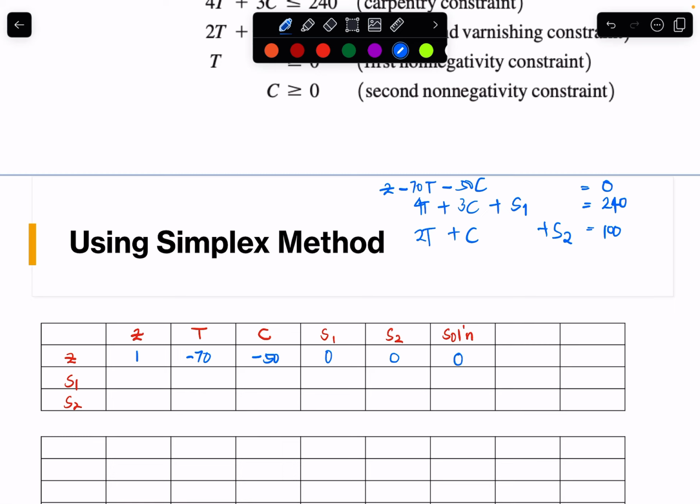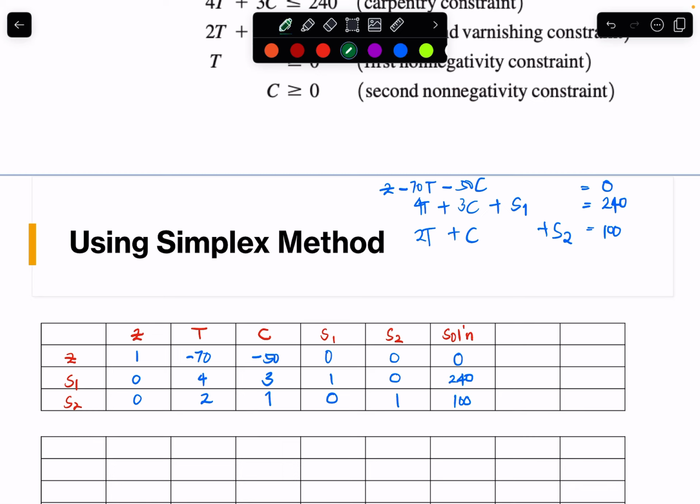For the first constraint, we don't have Z. So we have 4T, 3C, the first slack variable is 1, S2 is 0, and the solution is 240. For the second constraint, we have 0 for Z, and then 2T, 1C, 0 for S1, and S2 is 1. And then we have 100 for the solution.